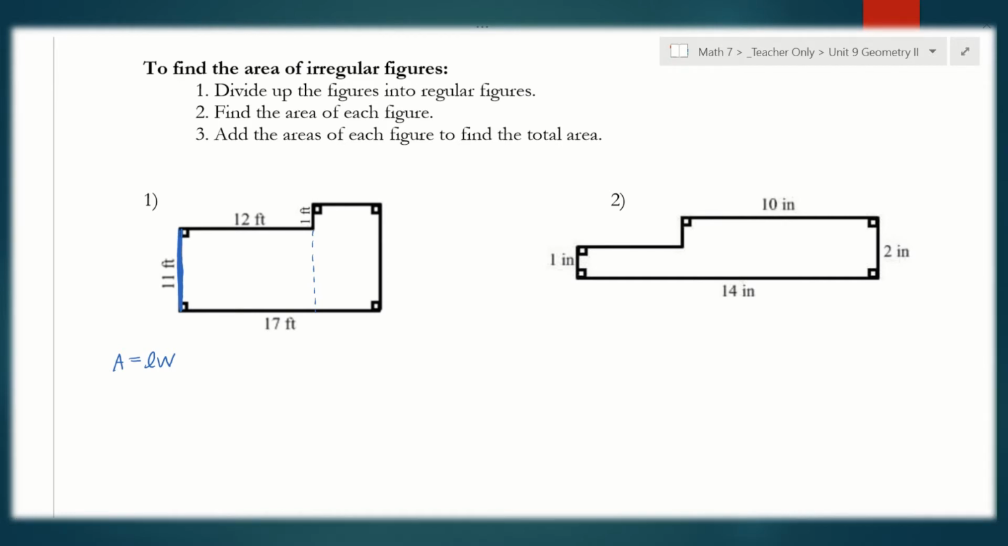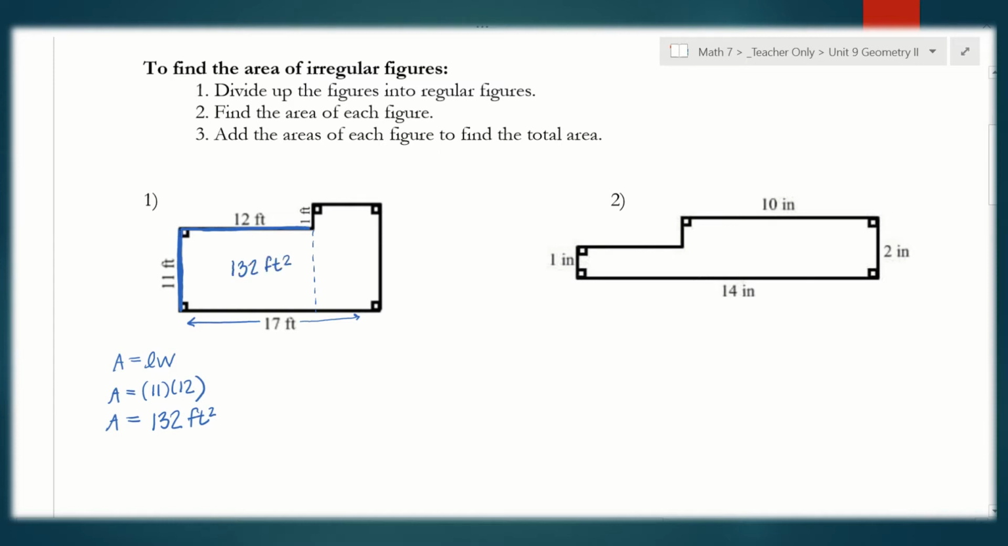Now to find the length, I'm debating between using the 12 and the 17. But I can see that this 17 feet represents the length of that entire shape, so I don't want to use it when I'm just trying to find the area of this little rectangle. I'm going to use the 12 because the 12 represents the length of just that rectangle. So I'm going to start with 11 times 12. That will give me the area of that rectangle. And 11 times 12 is 132, and this is feet squared. I'm just going to label that in my picture so we can keep track of what we've figured out so far.